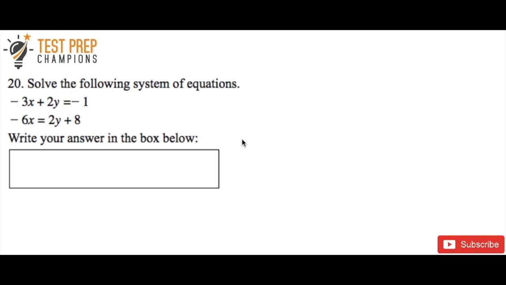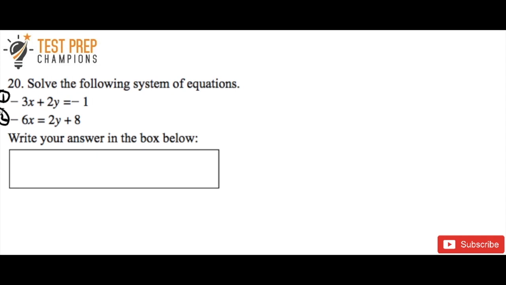Okay, number 20, solve the following system of equations. Go ahead, pause the video, and try this out. There's a couple different ways to approach this problem, but the first step I always want to do is look and see if you can simplify anything. So in this case, let's label these. Let's call the first equation equation 1, and the second equation 2.